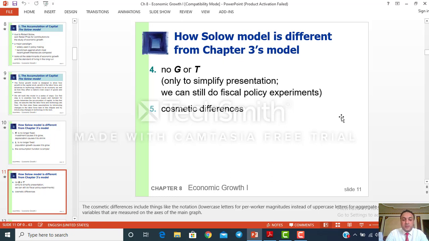And finally, there are some cosmetic differences. The cosmetic differences include things like the notation, the lowercase letters for example, per worker. We talk about capital, K capital for capital, and now we'll see k small for capital per person or per worker, instead of the uppercase letters of the aggregate magnitude, and the variables that are measured on the axis of the main graph.